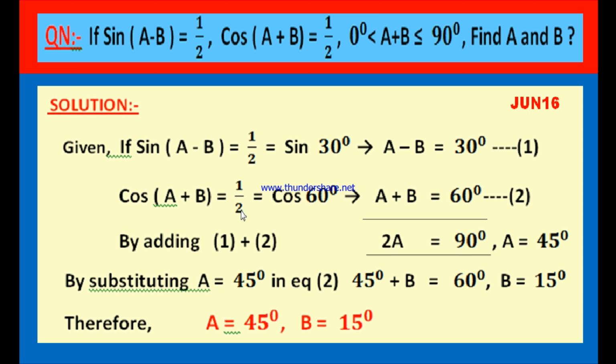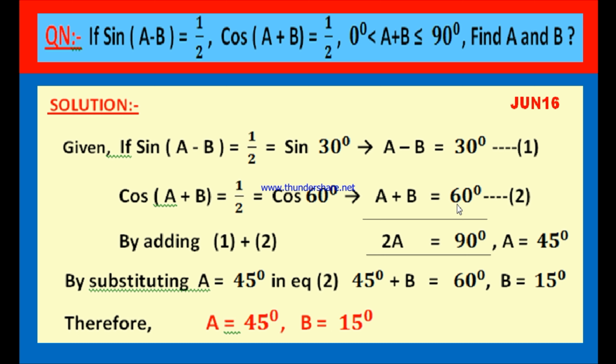Cos A plus B is 1 by 2. This 1 by 2 in cos is equal to cos 60 degrees. Good. What is cos 60? 1 by 2 only. Therefore cos A plus B is equal to cos 60, or A plus B is equal to 60 degrees. It is the second equation.